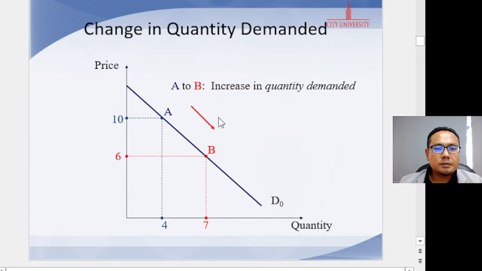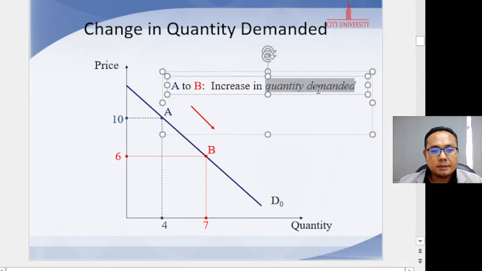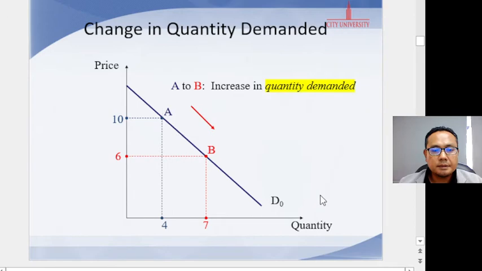This is a change in quantity demanded. The example for a change in quantity demanded is from point A to B, that means from a price of, let's say, $10, decreasing to a price of $6. So it is what we call an increase in quantity demanded.